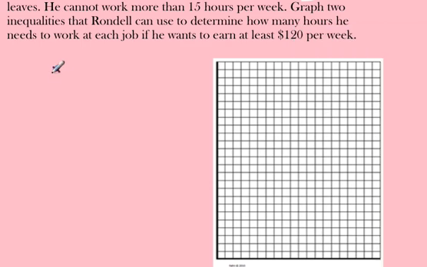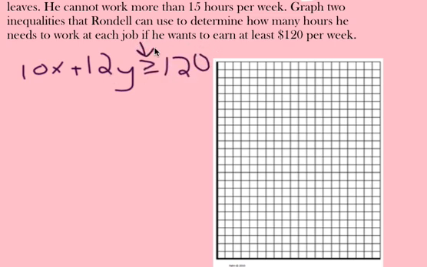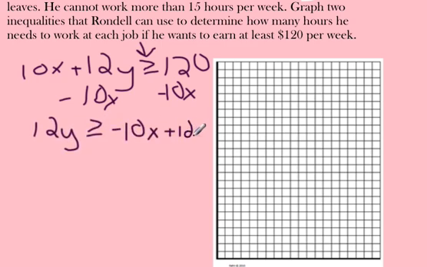So for every x hour he cuts grass, he's going to make $10. For every y hour he rakes leaves, he's going to make $12. He wants to earn at least $120. So this equation deals entirely with money. And I want the inequality facing that way because he would like to make more than $120 if he could. So the first thing I'm going to do is subtract 10x over to the other side. Again, I can't combine the 10x and the 120 because one has an x and the other doesn't.